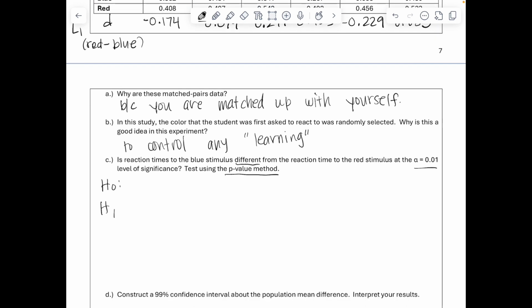For this, we are going to have to come up with our null and our alternative. Our null is going to be that those differences are equal to 0. There is no difference. So we're going to say mu sub d is equal to 0. And then it wants to say that the blue is different from the red, so this is going to be mu sub d is not equal to 0. Again, our differences are calculated at the bottom of page 7, and those need to go into L1. And then once we have those in, we can use t-test.